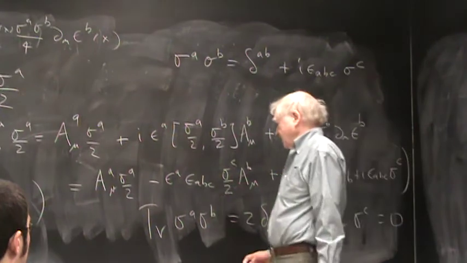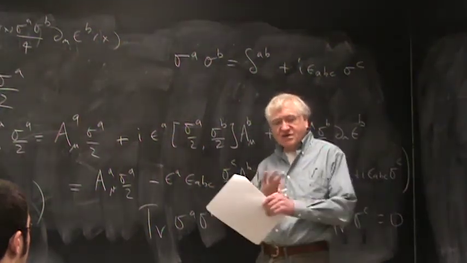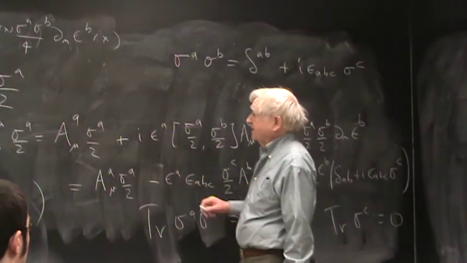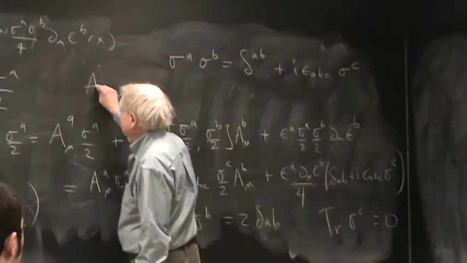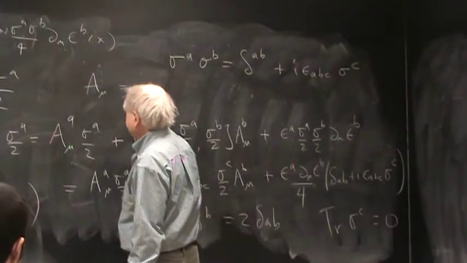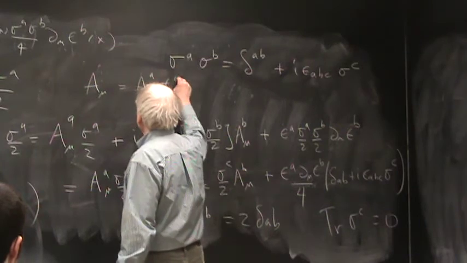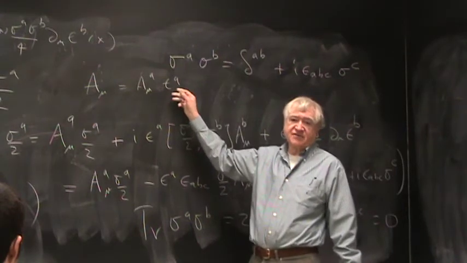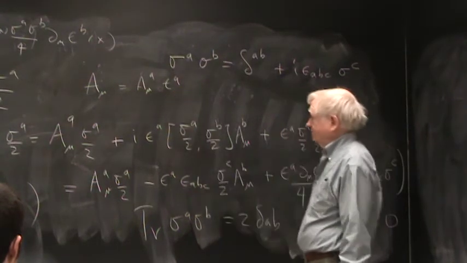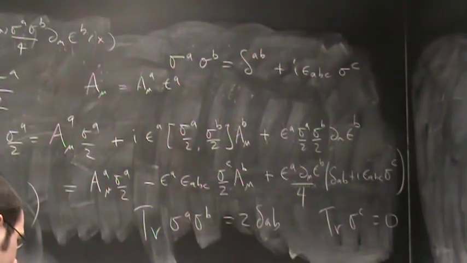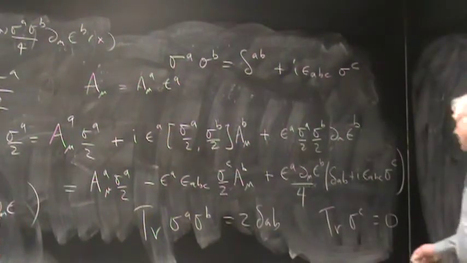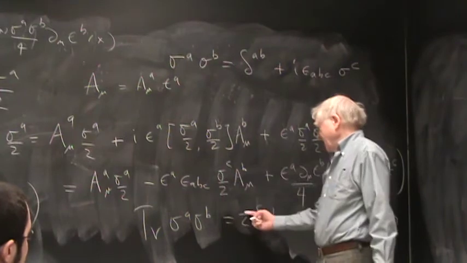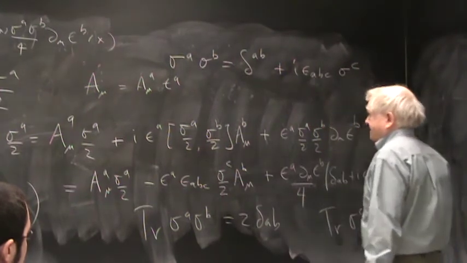The fact is that if we had been doing SU(N) or some other compact Lie group, what we would have had is instead of A mu being the sigmas, A mu would be A mu a T a, and then these T a are traceless in the case of a unitary representation of a complex. And so we'd still have the trace of T a equals zero, and the trace of T a T b would be some constant times delta AB.